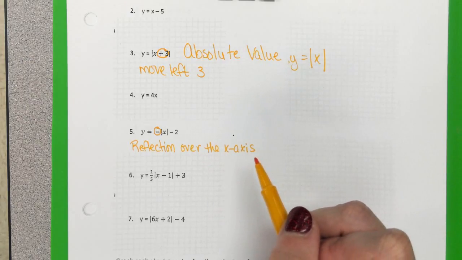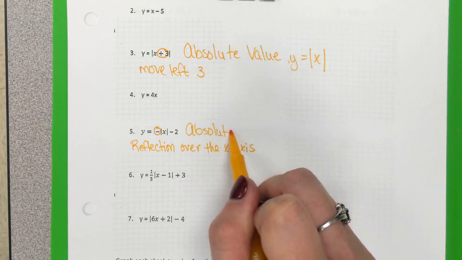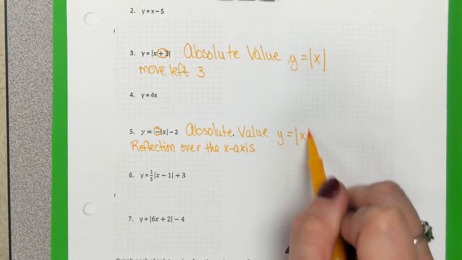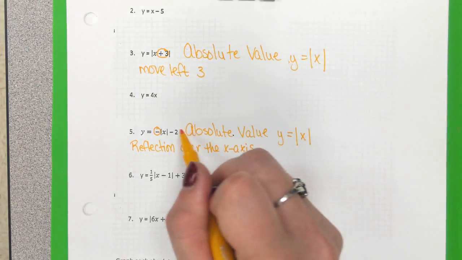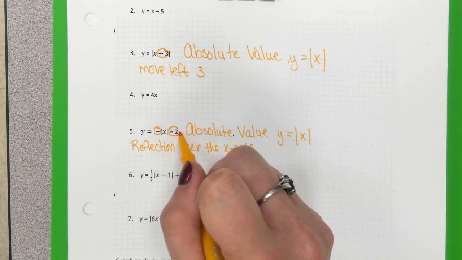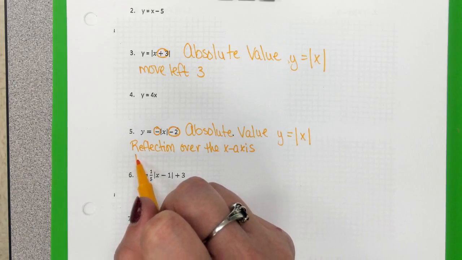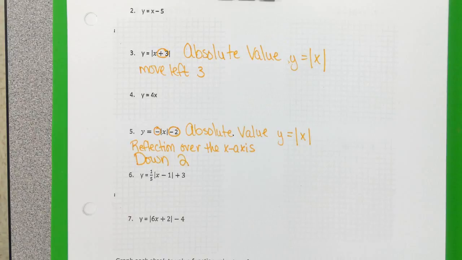I keep forgetting to write the parent function first. Parent function is absolute value, which is y equals absolute value of x. And what is this minus 2 in the back? Tell me. You're gonna move to the left. No, it's on the outside. Oh, you're going to move down 2. Yep. No calculators yet.